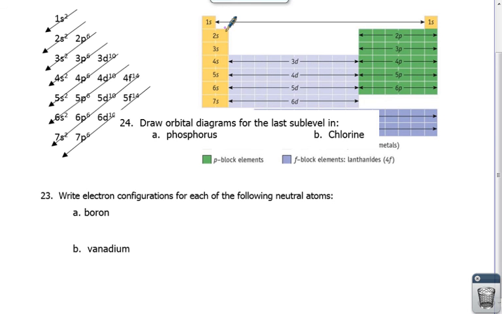So you can find an element like boron here, and you can go 1s2, 2s2, 2p1 as you get to that spot. So you say the 1s's, then the 2s's, and you only have one of the p's.